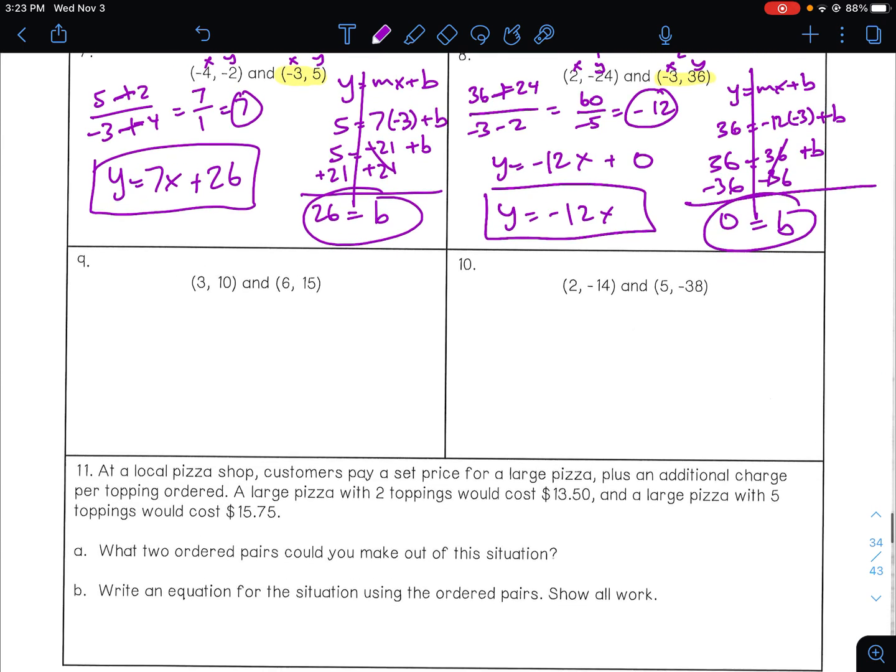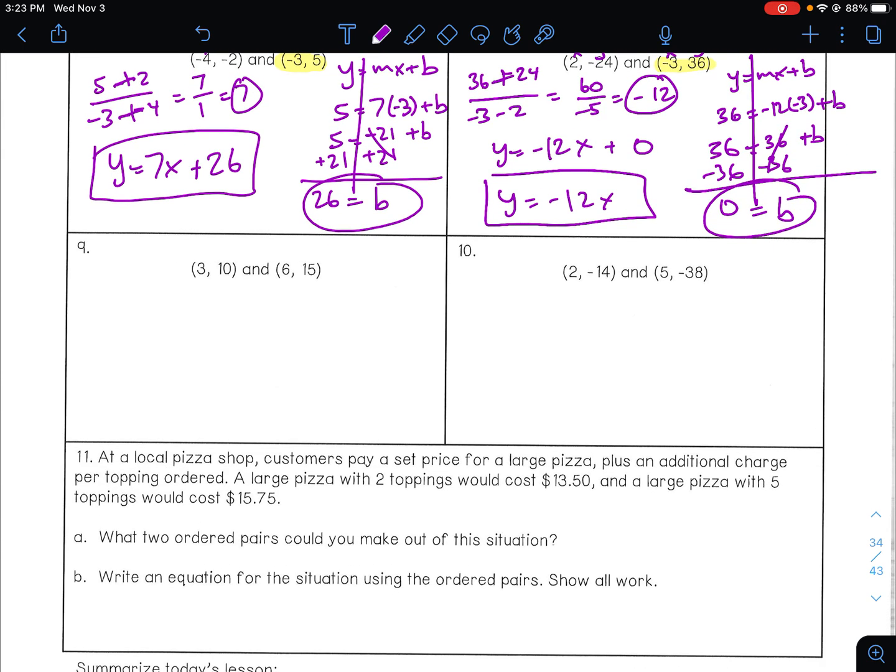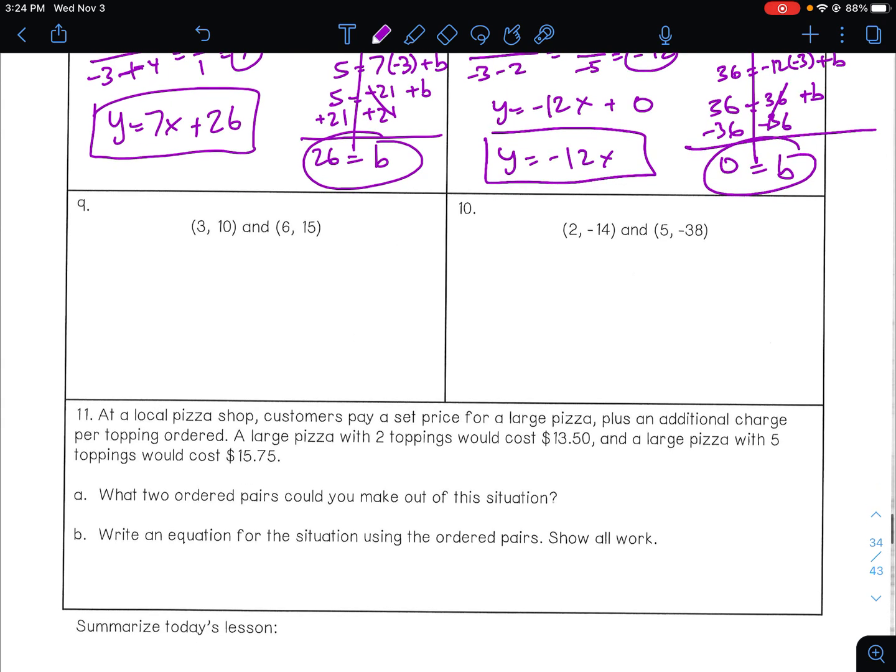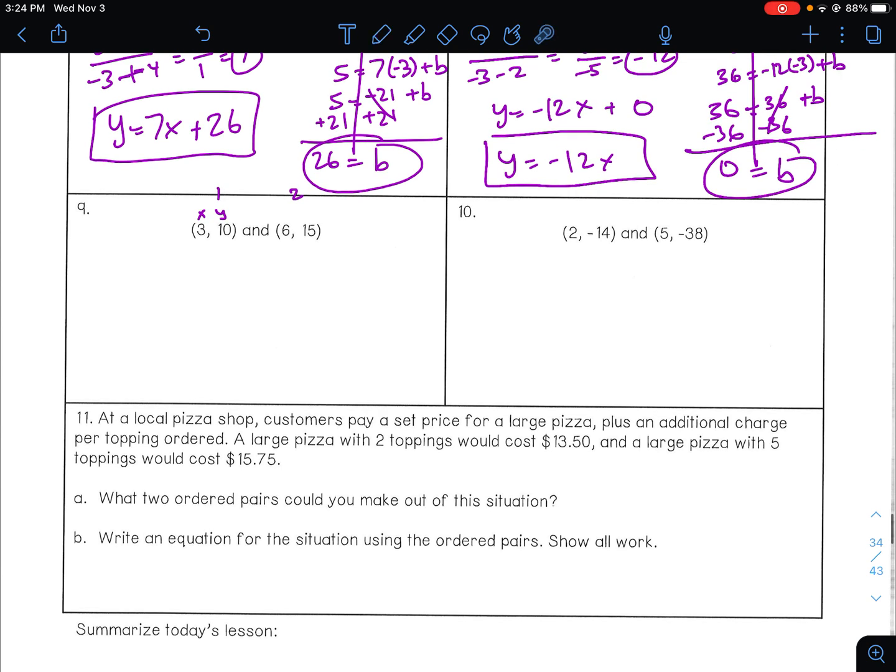Let's try number 9. Again, let's find slope. This will be point 1, this will be point 2. Now, which one is point 1 and point 2 actually doesn't really matter. I can make this point 2 and this point 1, and it really doesn't matter. I'll still get the same answer.